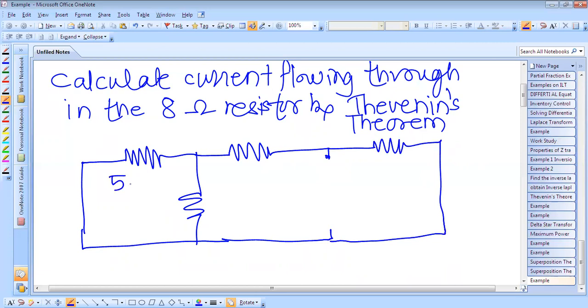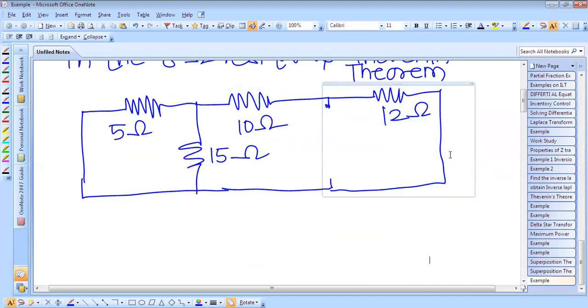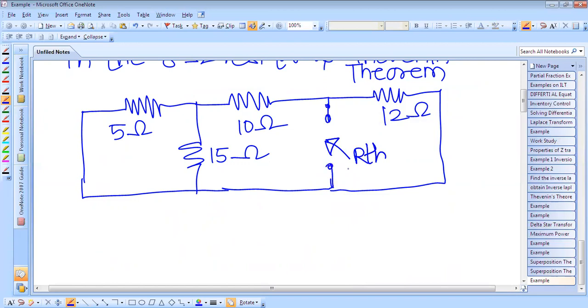So this is 5 ohm, 15 ohm, this is 10 ohm, this is 12 ohm. Now we have to find the resistance as viewed from these open terminals. So these two resistances are in parallel. Therefore, 5 is parallel with 15.